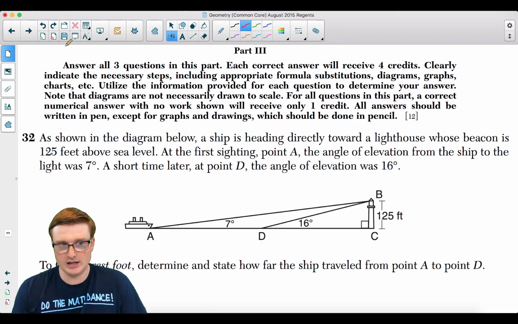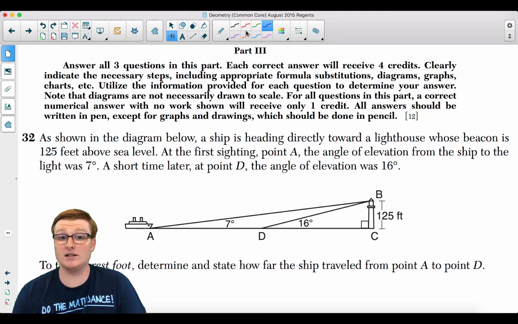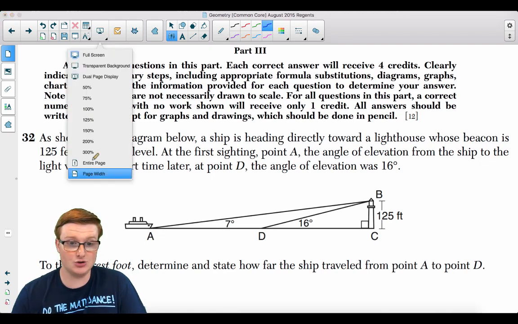Now it gets worse. We're now in the part 3s. They're a little bit more in-depth. They're not hard, but they're more in-depth. And this is a trigonometry question.